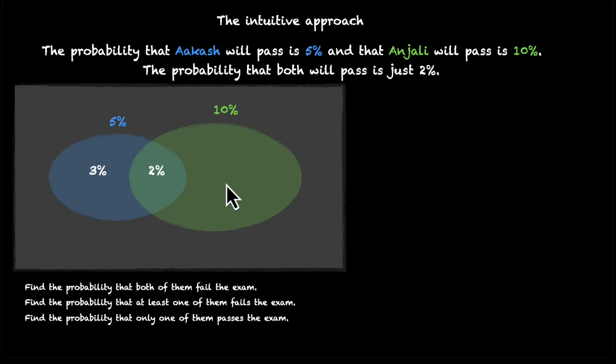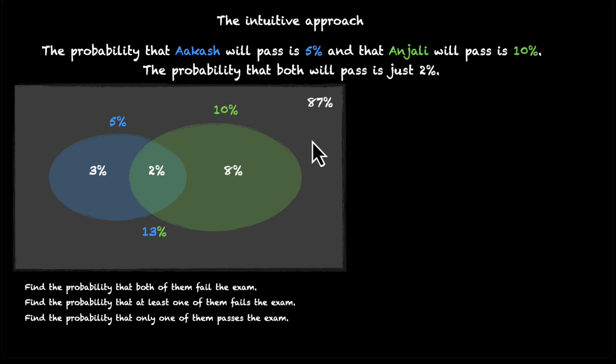And the same logic goes for Anjali. The probability that only Anjali will pass is going to be 8%. That's 10 minus 2. And these three regions are mutually exclusive. 3% and then 2% and then 8%. If you add all three of them, 3 plus 2, 5 plus 8 is 13%. What's this probability? Well, this is the probability that either of them passes. That either Akash or Anjali or both pass the exam. Well, this is the probability that Akash union Anjali passes the exam. And if blue or green region together make up 13%, what's the rest of it? Well, that's 100 minus 13, that's 87%.